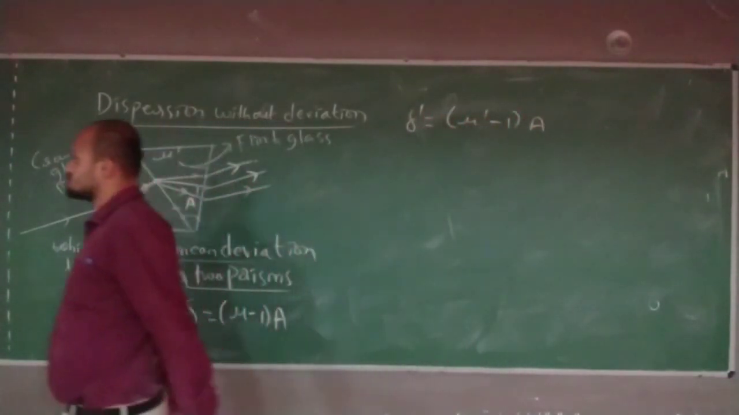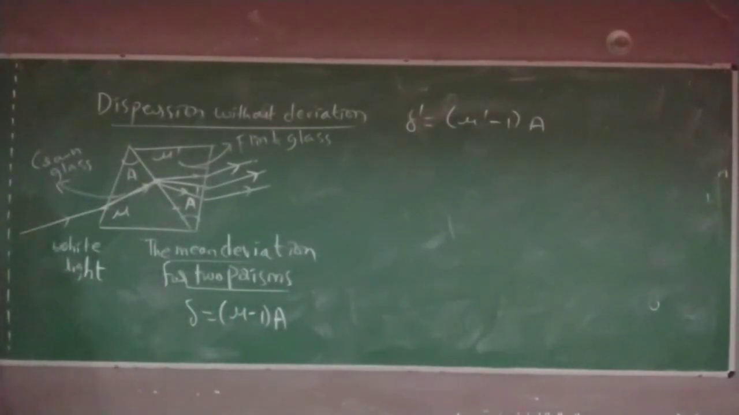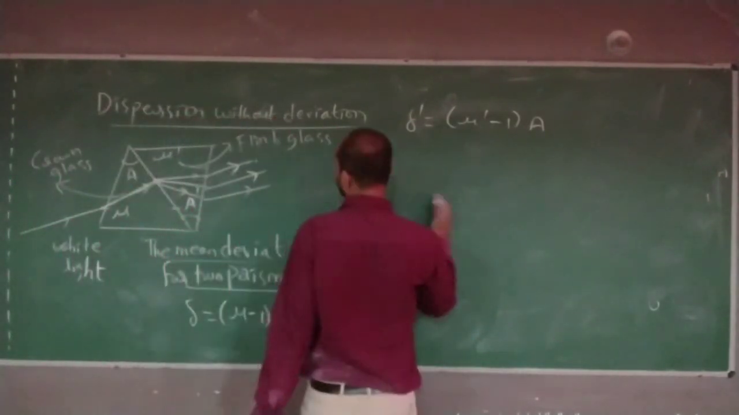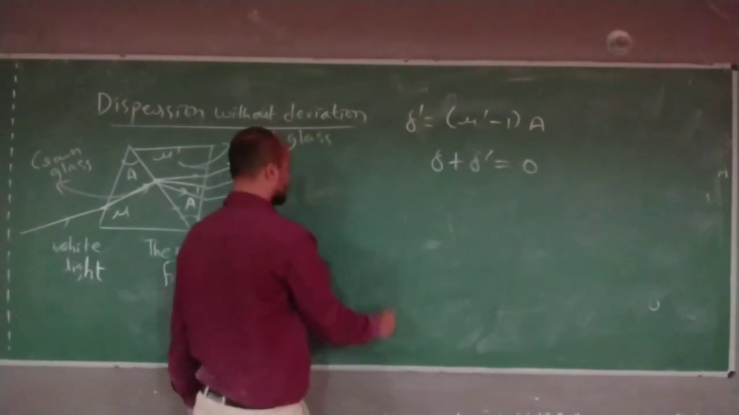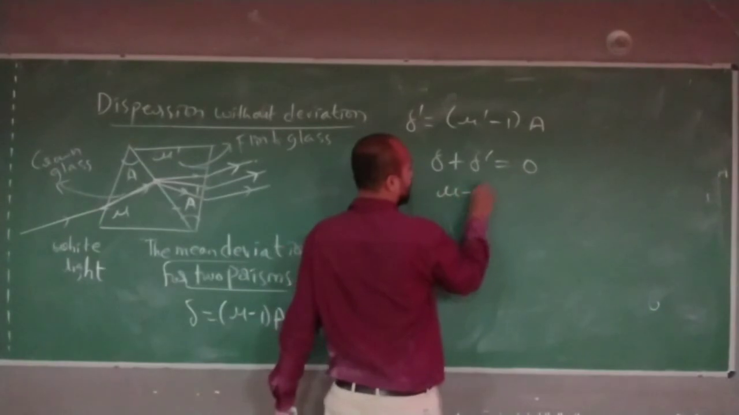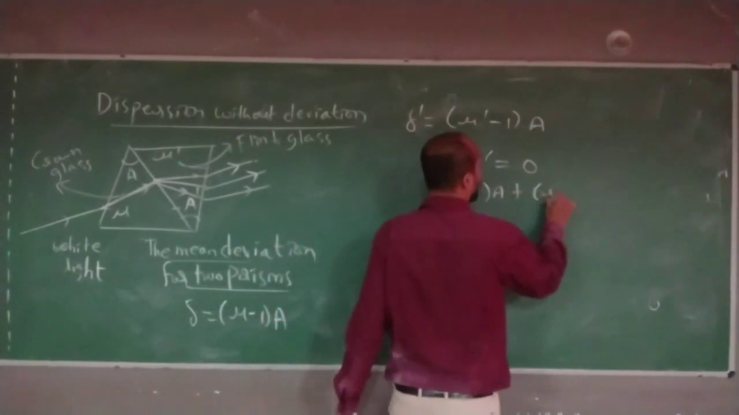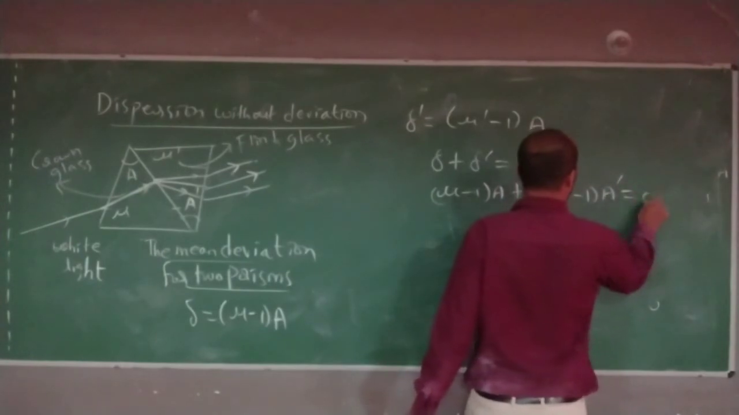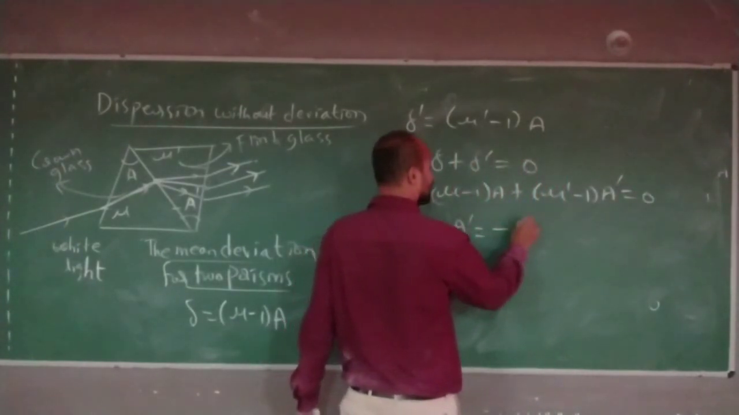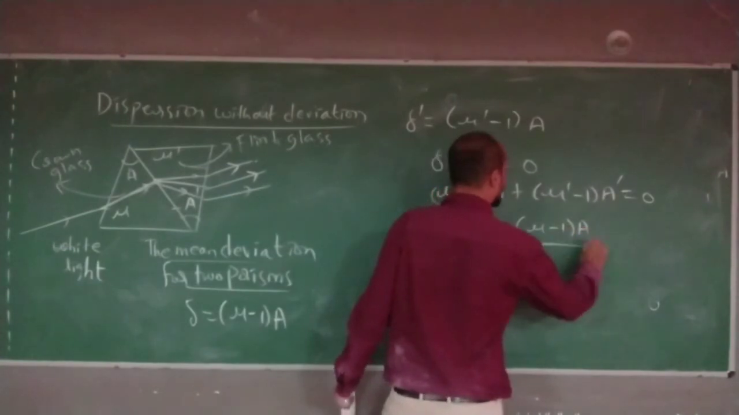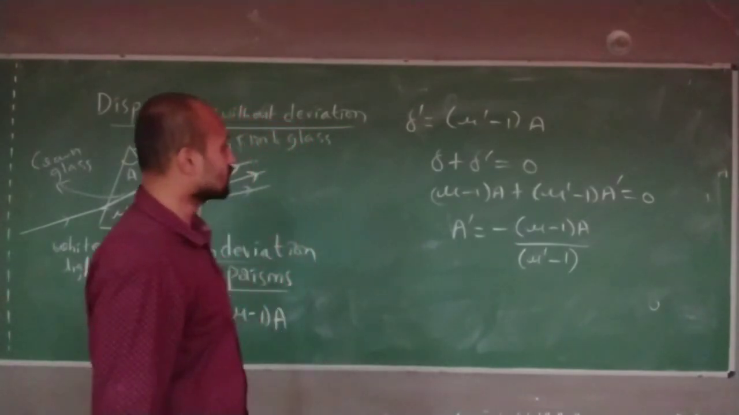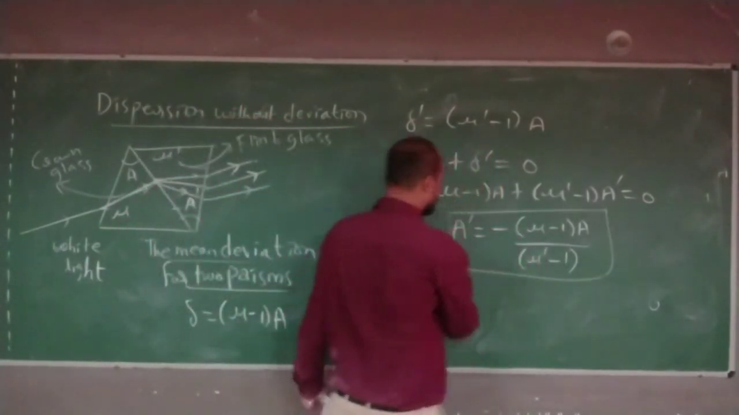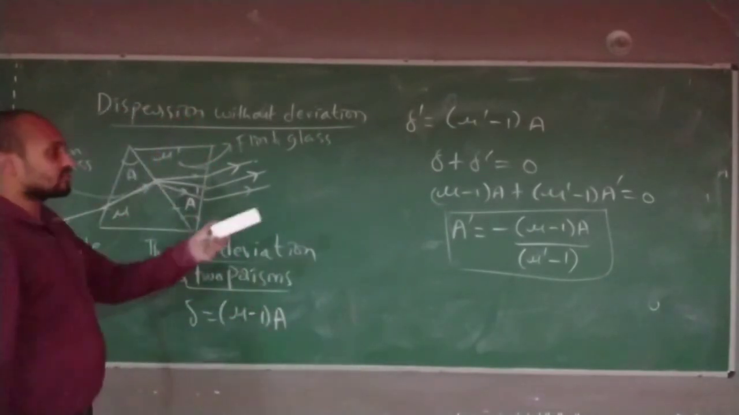What is the condition? The total deviation, what must it be? The condition is, in this combination, deviation is 0. So the total deviation due to both of them must be equal to 0. When (mu minus 1) into A plus (mu dash minus 1) into A dash is equal to 0, A dash will be equal to minus (mu minus 1) into A divided by (mu dash minus 1). So this is the angle of the second prism with respect to the first prism.